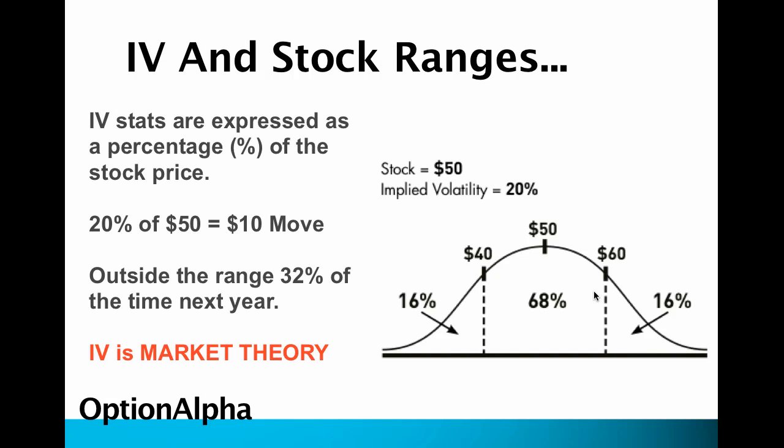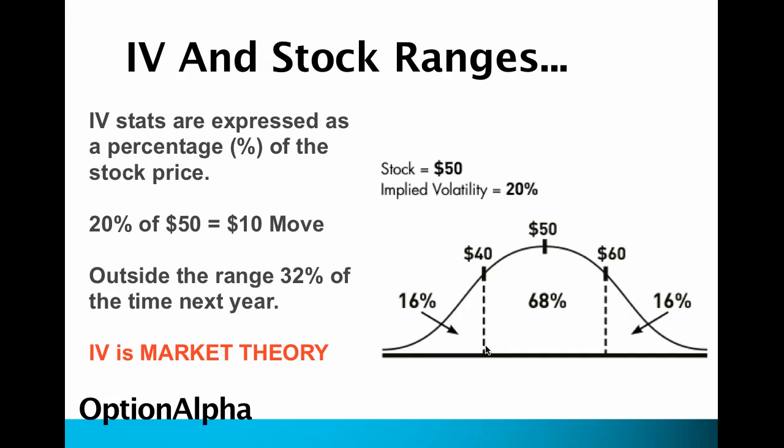So when we talk about implied volatility in stock ranges, we're going to use this example that I have up here. Implied volatility statistics are expressed as a percentage of the stock move. So for example, let's say we have a stock that's currently trading at $50 and we have implied volatility of about 20%. So 20% of $50 is going to equal a $10 move. Now remember that I said it's only a single standard deviation.